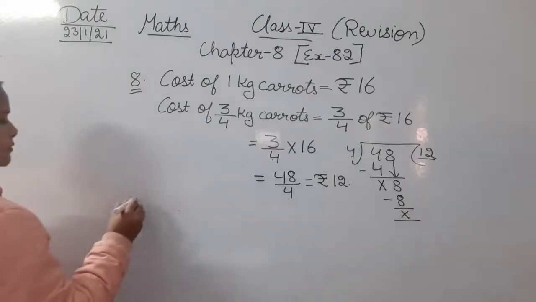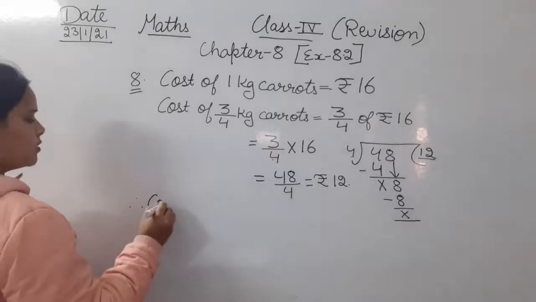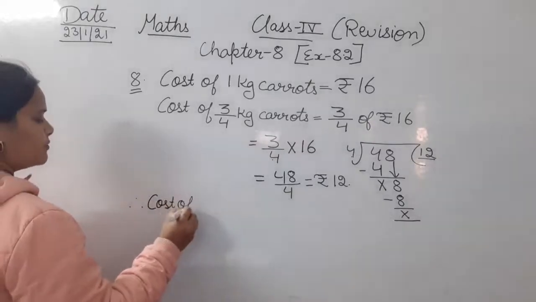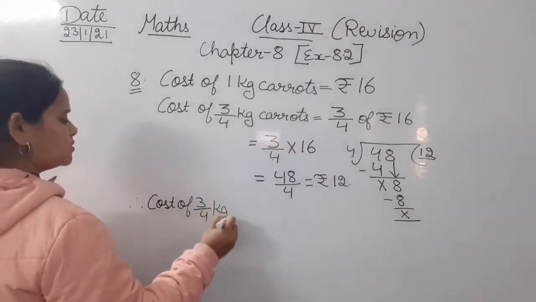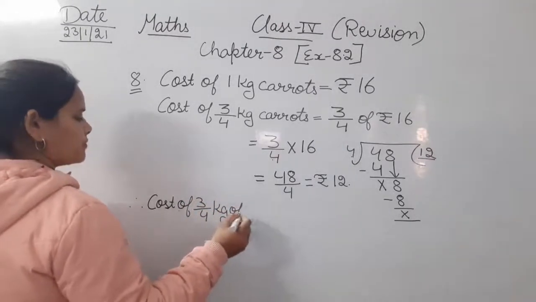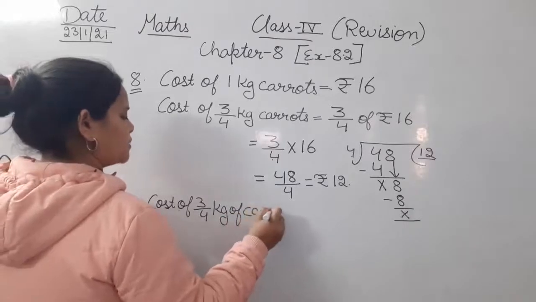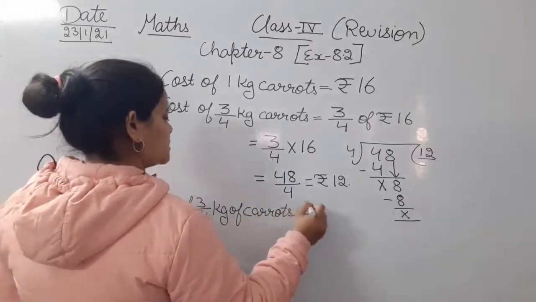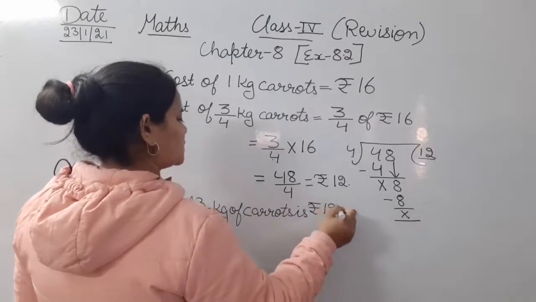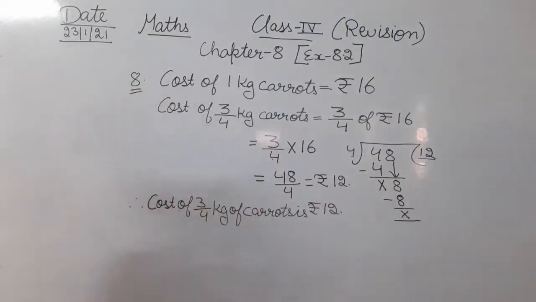Write down. Therefore, cost of 3/4 kg of carrots is rupees 12. So this is the cost of 3/4 kg of carrots. Okay, so you can pause the video here and note it down in your notebooks very neatly.